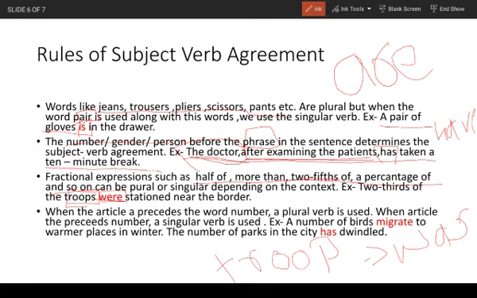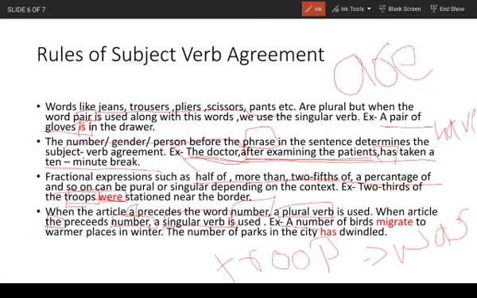So that's why. When the article "a" precedes the word number, a plural verb is used. When the article "the" precedes number, a singular verb is used. So when article "a" is followed by the word number, at that time we use the plural verb. But when we use "the" before the word number, at that time we use a singular verb.